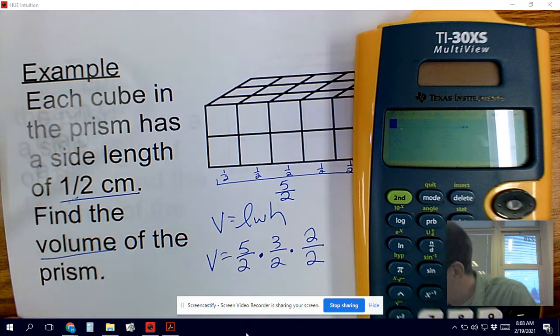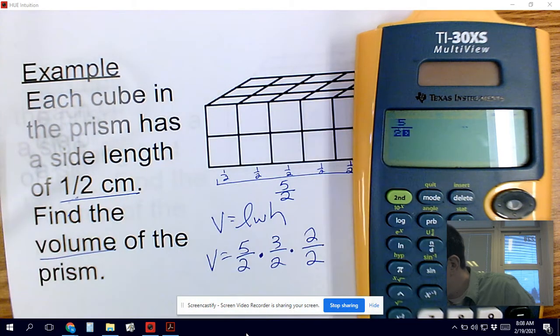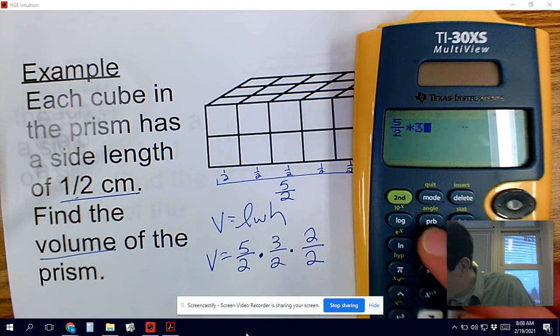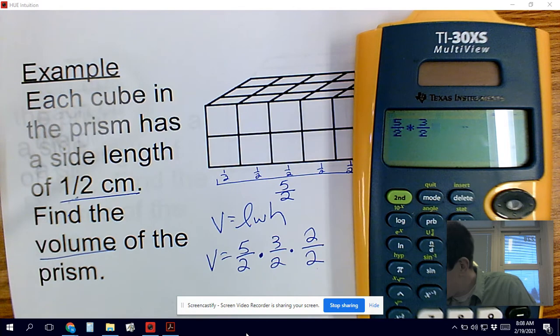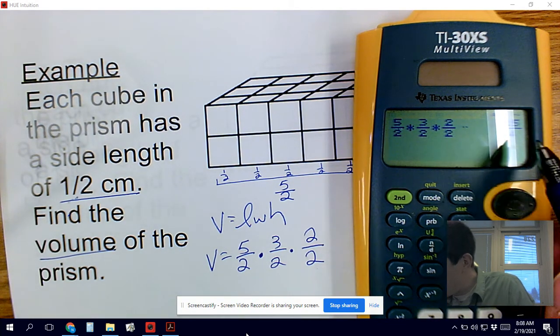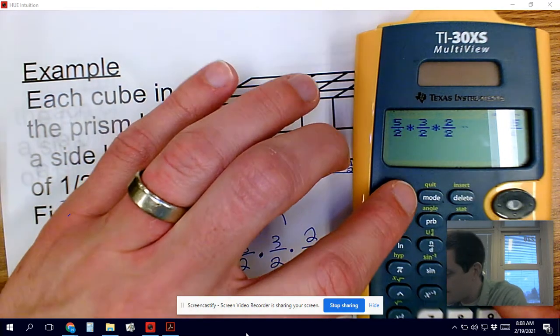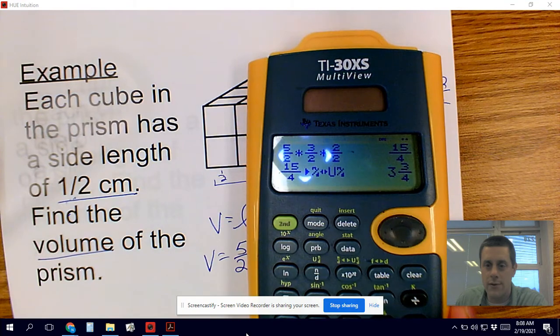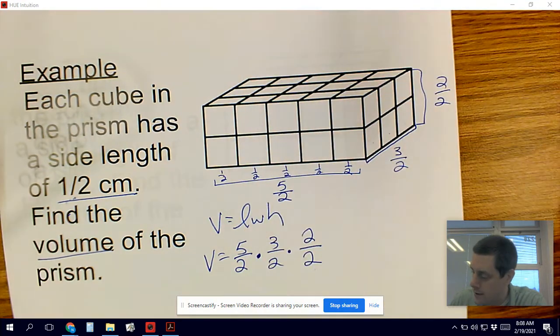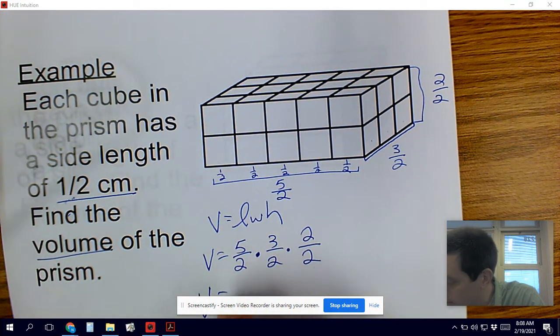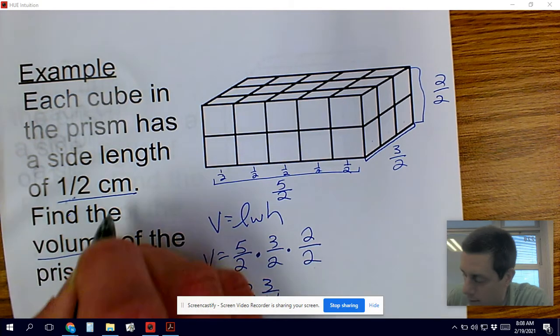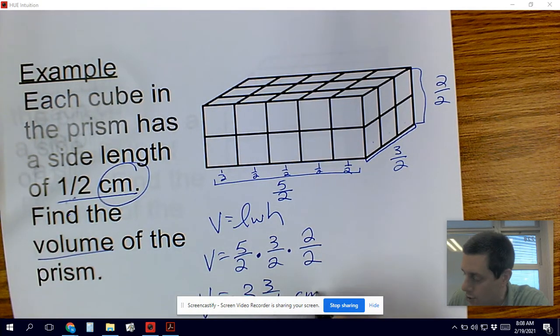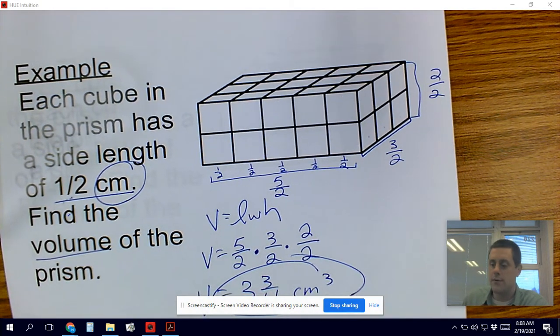Oops, typed that in incorrectly, my mistake. Times 3/2 times 2/2. All right, and we get 15/4. I want to make that a mixed number, so I'm going to convert it on my calculator, and I get 3 3/4. So the volume is 3 3/4. We are measured in centimeters, so these would be cubic centimeters.